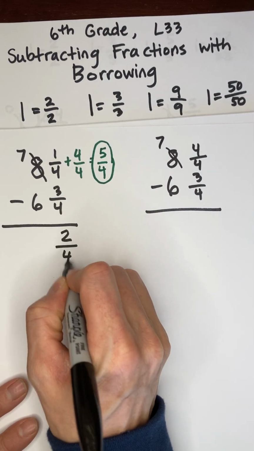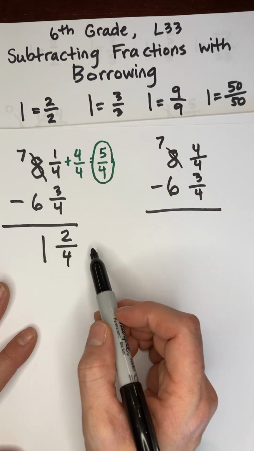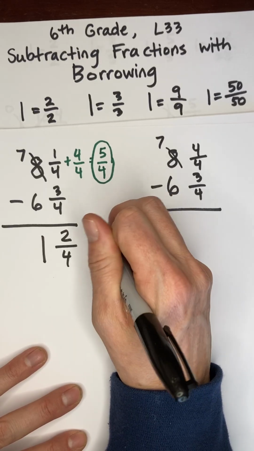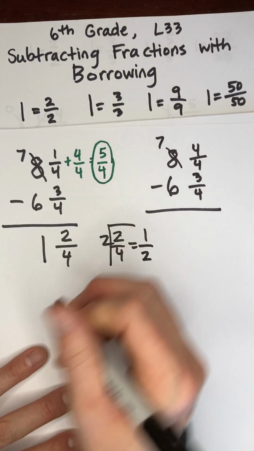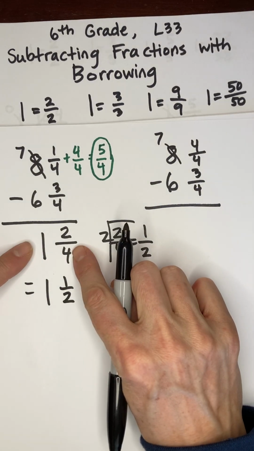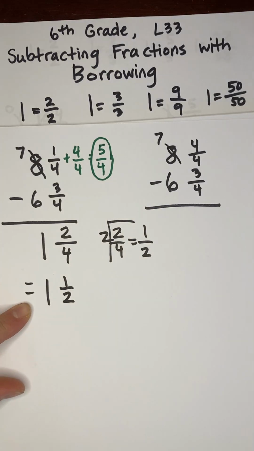My denominator is 4. 7 minus 6 is 1. Now also we want to be able to reduce and simplify. So 2 over 4, I can divide that by 2. 2 divided by 2 is 1. 4 divided by 2 is 2. So my answer, I would want to write it as 1 1/2. This is correct, but this is your answer simplified and reduced.